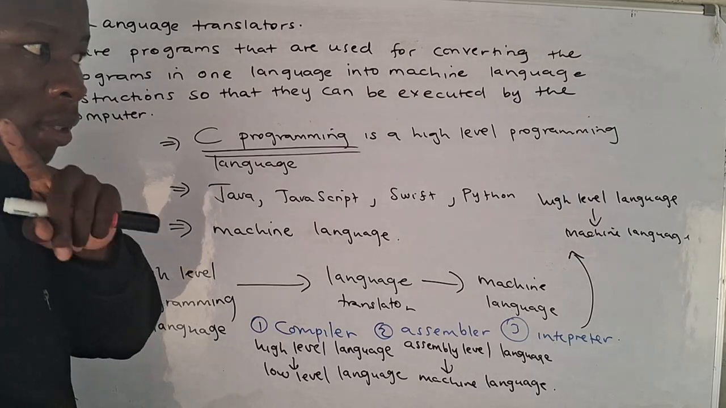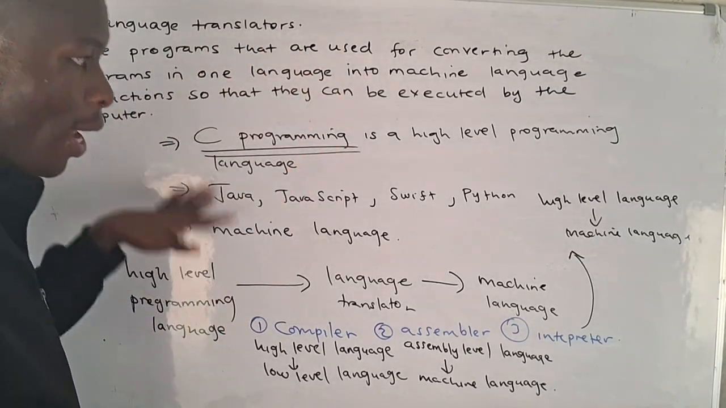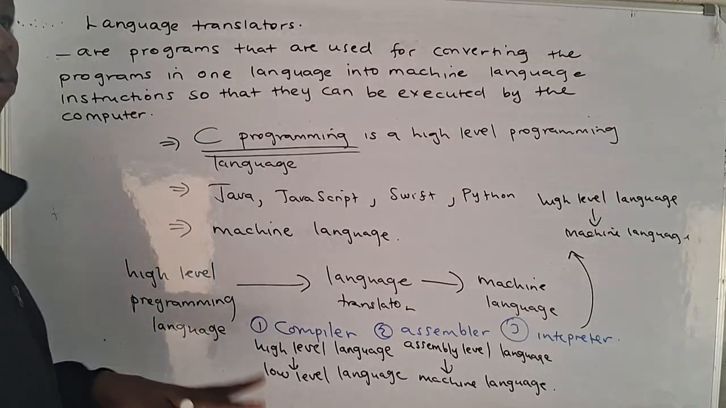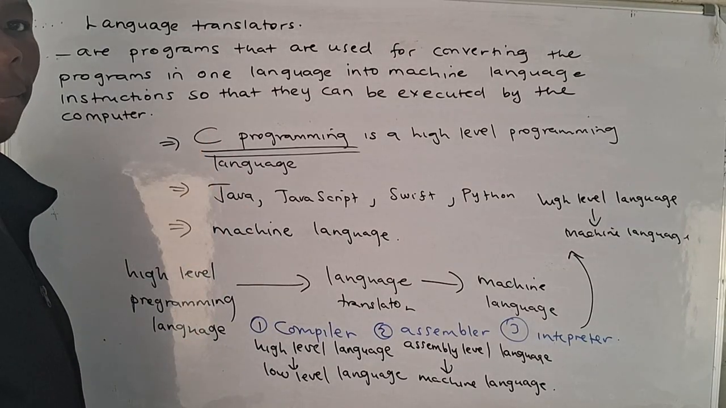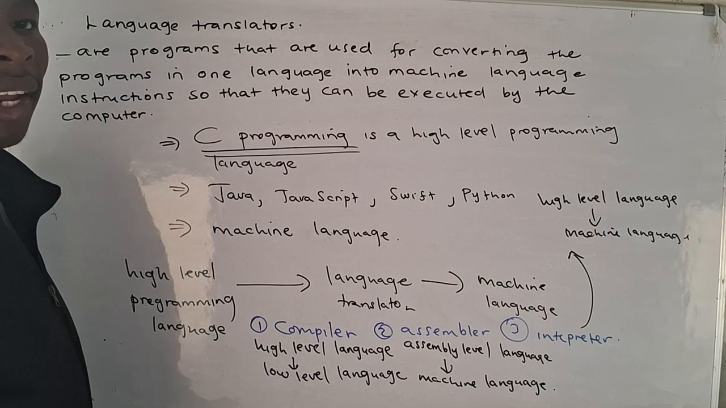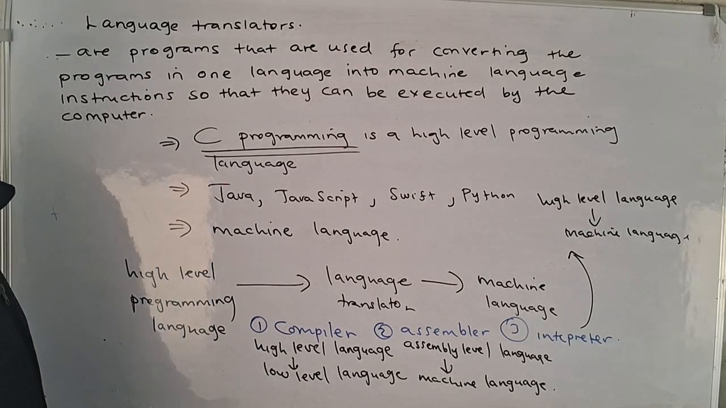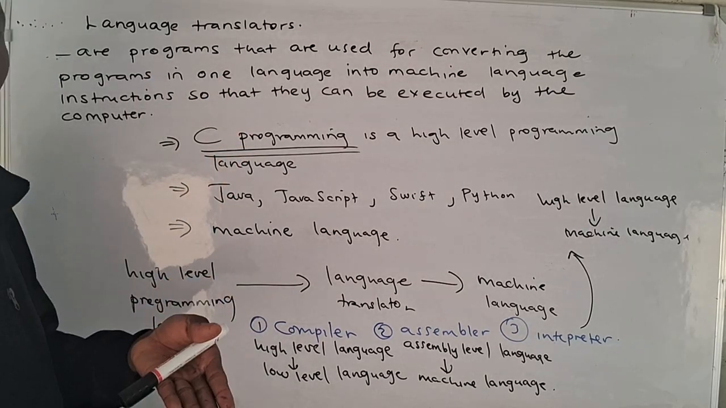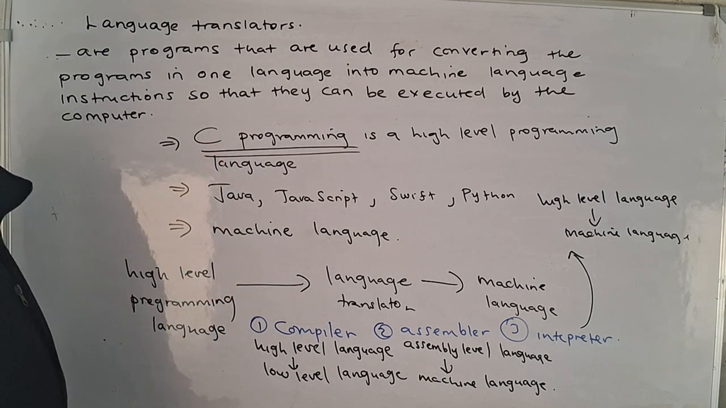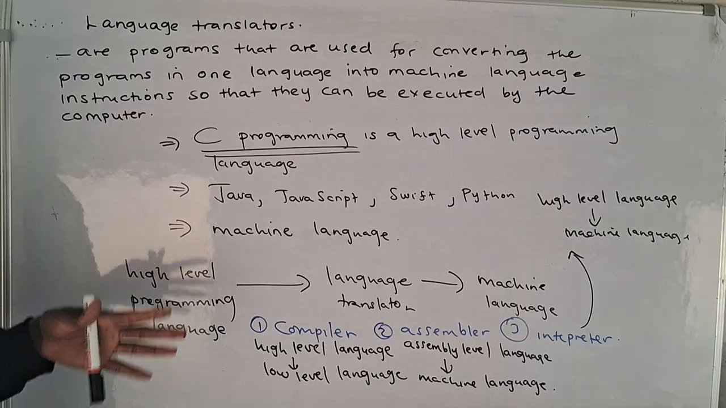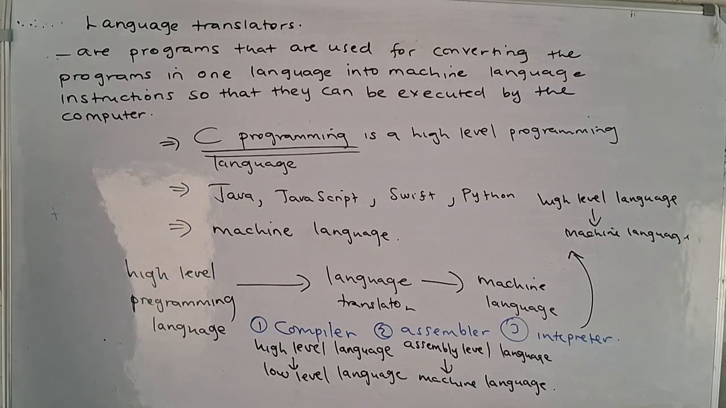But the problem is this. If there is an error in the program, it will go through the whole program, then it will tell you that there is an error. Let's say you want to locate the error. How are you going to locate it? It is going to be difficult. So in the case of a compiler, it is difficult to locate errors.